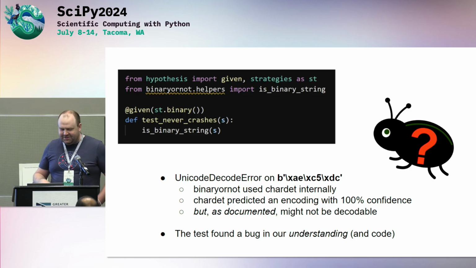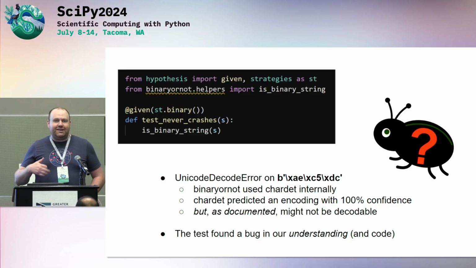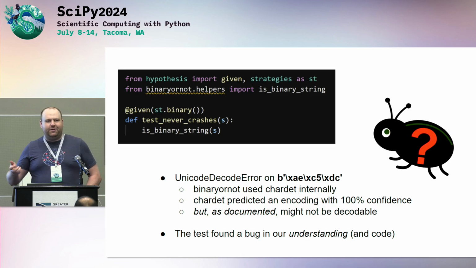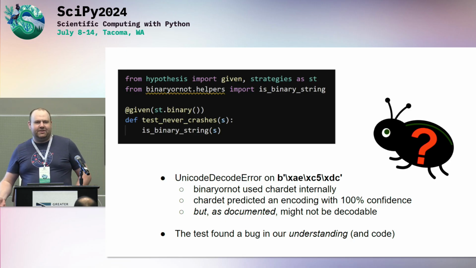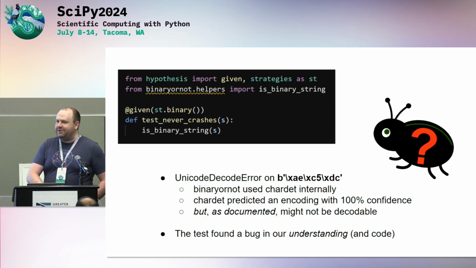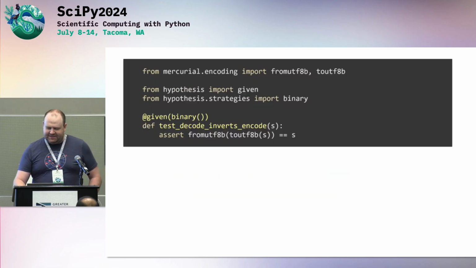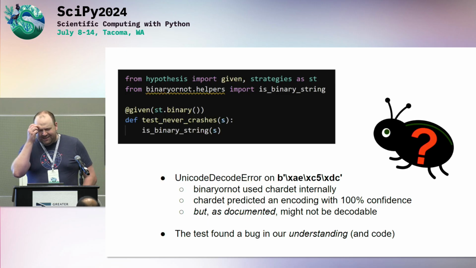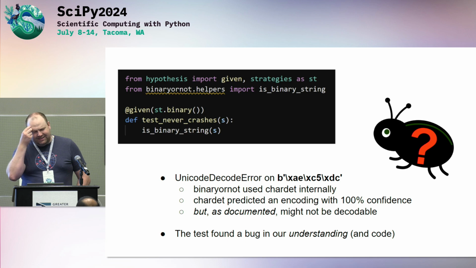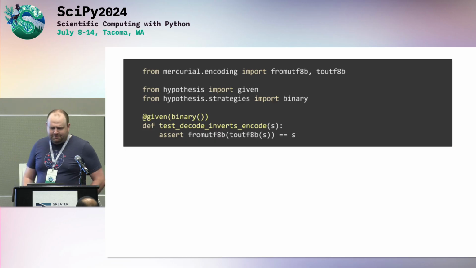Personally, this is not how I would design an API, but the test here actually found a bug in the way we were understanding the code. Or more specifically, a bug in the understanding of the author of one of the libraries we were using with respect to one of the libraries that they were using. So this goes all the way down the stack. Is that a bug exactly? It's kind of unclear, but it's certainly something that I wanted a tester to find for me.